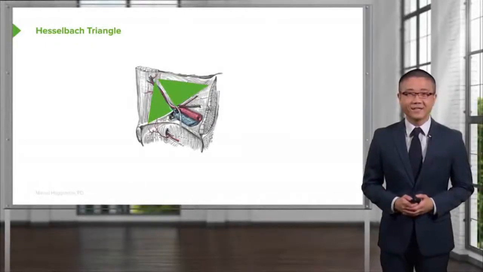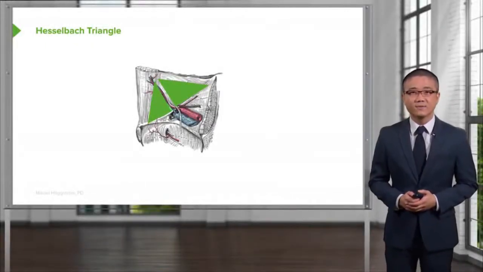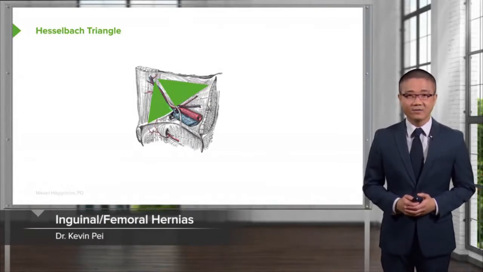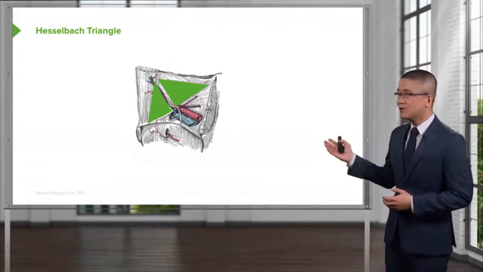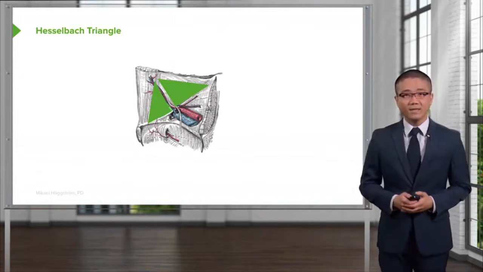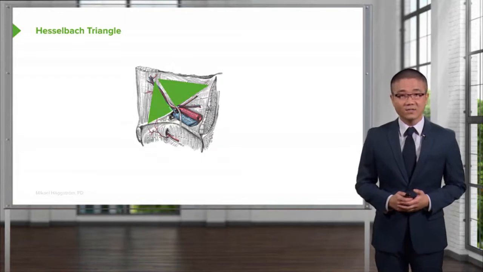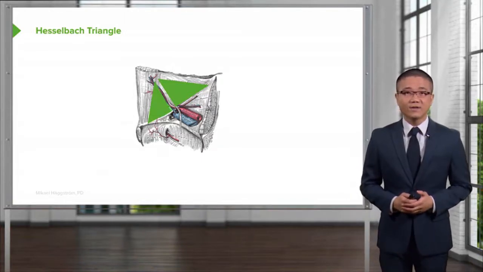Let's begin our discussion of inguinal and femoral hernias. This is the classic Hesselbach triangle. You'll notice there are two triangles formed, divided by the epigastric vessels. To the left of the screen is the medial side of the abdomen. Medial to the epigastrics are known as direct hernias. Lateral to the epigastric vessels are indirect hernias.